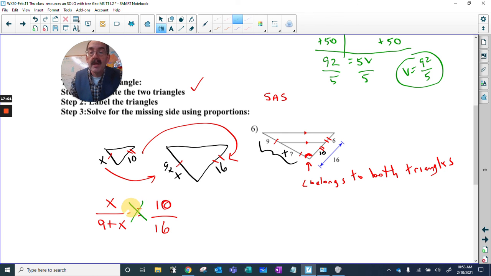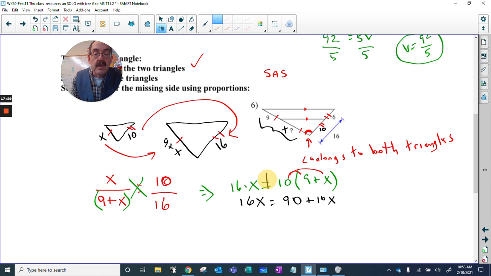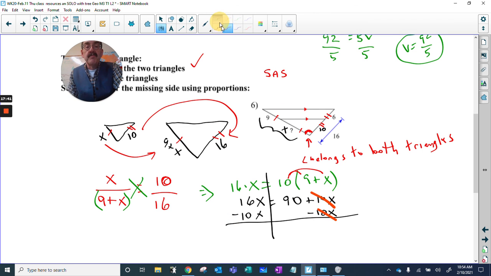Put parentheses around this. So now we get 16 times X is equal to 10 times 9 plus X. The distributive property: this times this, this times this. So 16X is equal to 10 times 9, 90, and 10 times X is 10X. Draw a little line. Subtract from both sides. We've got to get all the variables together. Just think of them as apples. I want to get rid of these 10 apples here and put them to the other side. 16 minus 10 is 6x. I still have this 90.